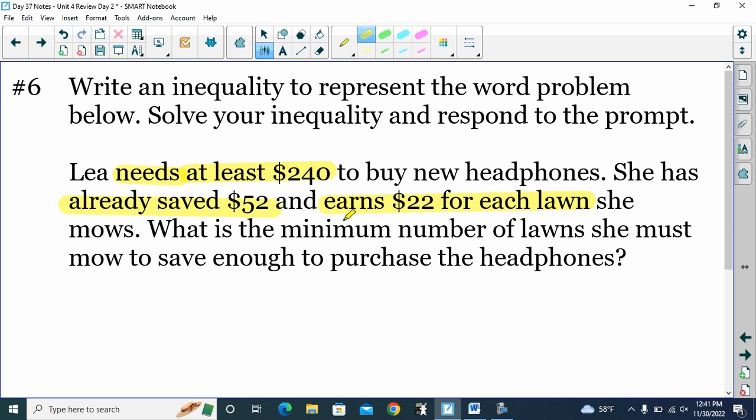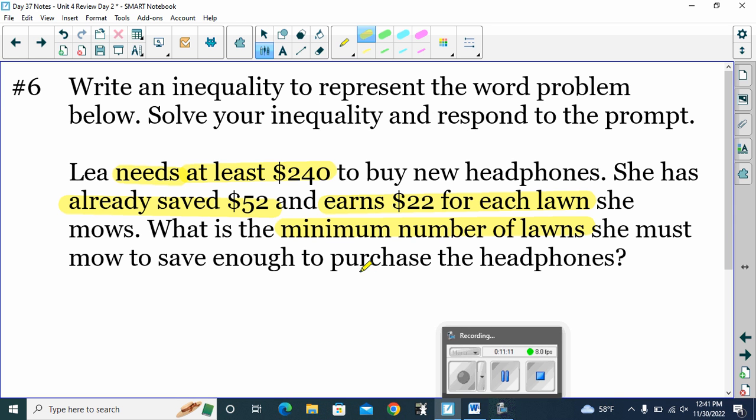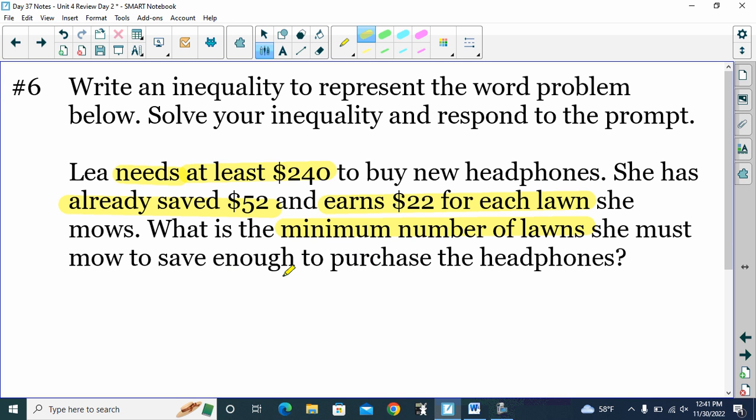So she needs at least $240. She already has $52, and she gets $22 for each lawn she mows. The question wants to know, what is the minimum number of lawns she must mow? She's trying to save enough to buy these headphones. We're looking for the minimum number of lawns she must mow to have enough to buy her headphones. All right, so write an inequality to represent the word problem.